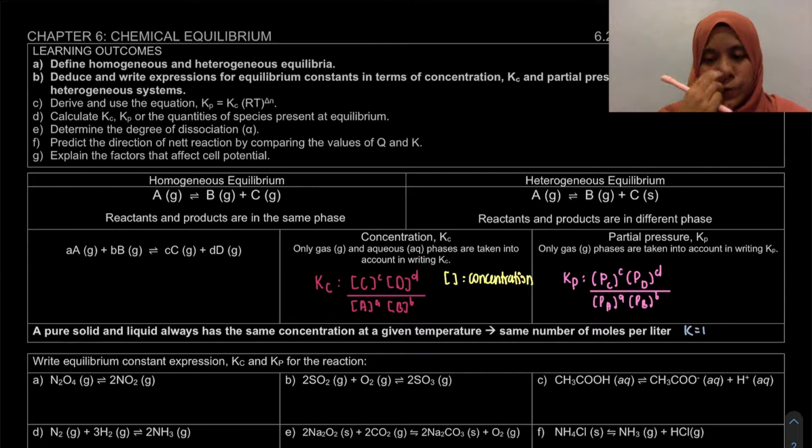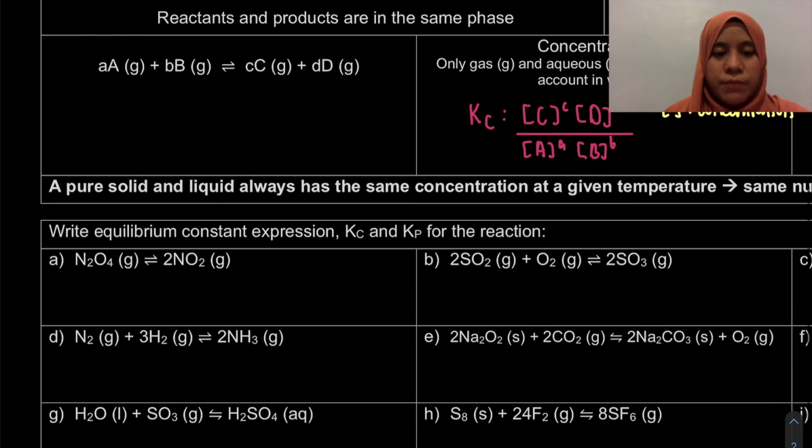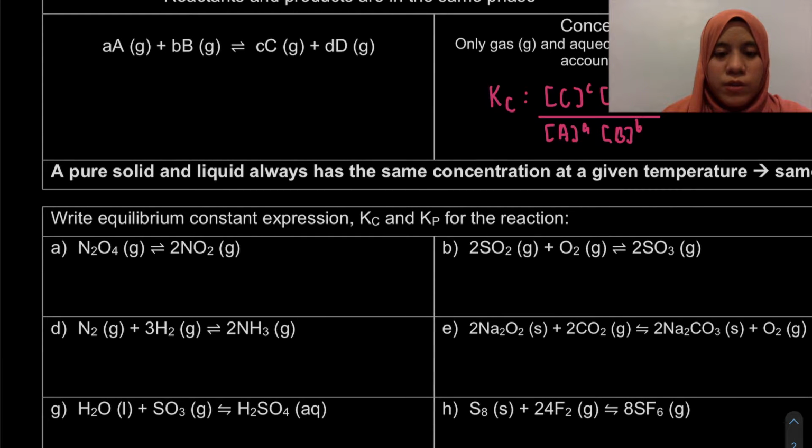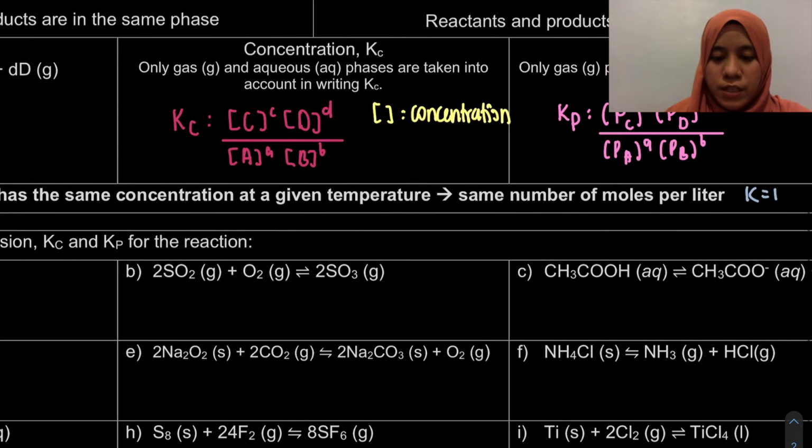Okay, so let's apply this knowledge to the given equations. Let's look at example A. Write the equilibrium constants Kc and Kp for the reaction. But here, Miss is going to write it out.